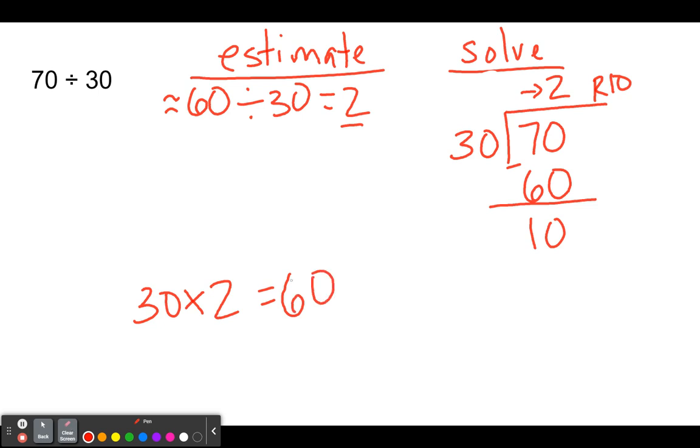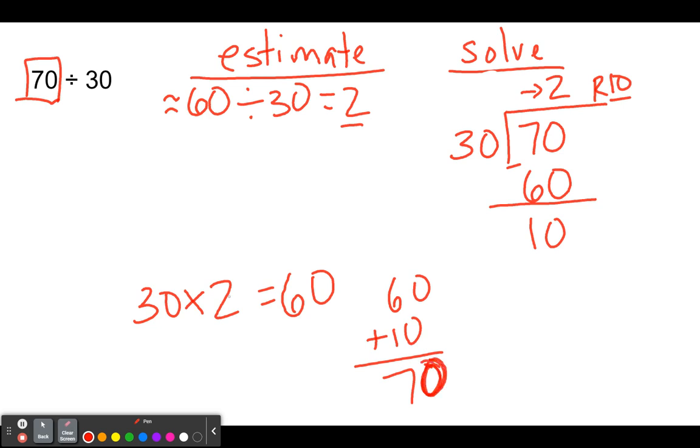But we also have a remainder of 10. That's really important to remember. So in order to see if our answer is correct, we need to add 60 plus 10, which is going to give us 70, which is what our dividend was, right? So we have 70. So our answer is correct, right?